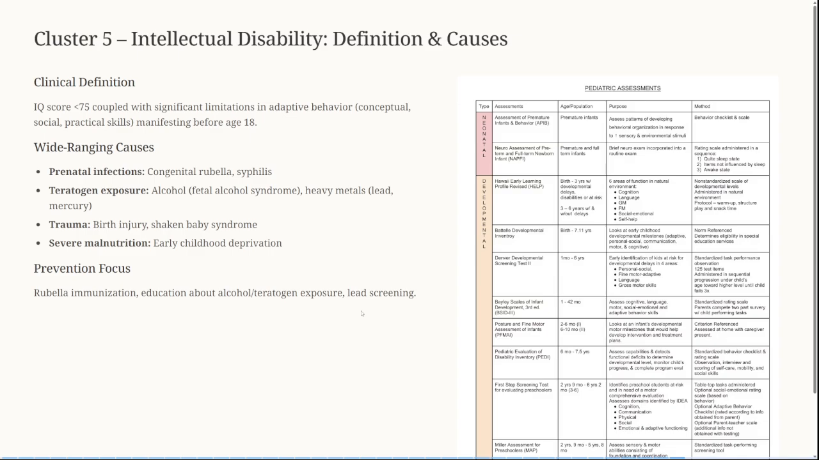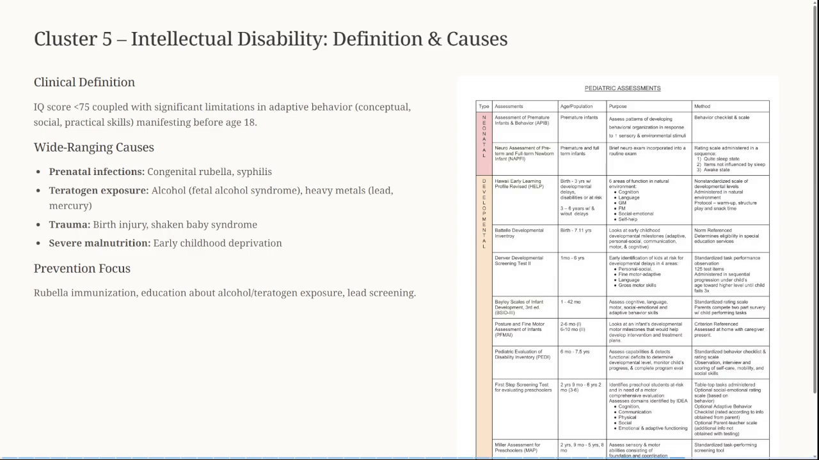For ID interventions, what's the paramount concern? Safety. Children with ID may not recognize common hazards, so the environment and their toy selection have to be rigorously assessed for safety. And the clinical focus? It's on providing emotional support, involving the family in the Individualized Education Program, the IEP, and promoting self-care. The clinical trap is assuming that a low intellectual potential means dependency. We actively promote independence in ADLs and avoid recommending institutionalization.